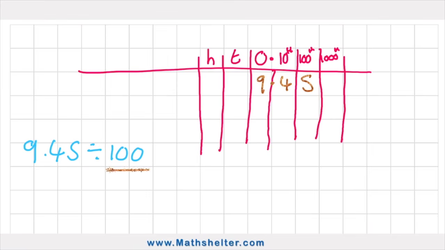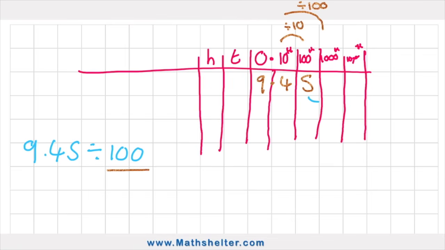And because I'm dividing now by 100, it means that I'm going not just one jump, that would be divided by 10, but 2 jumps. So I'm dividing by 100. So if we're jumping twice, I'm going to need another column here as my 10,000. And here we go, let's start moving numbers.